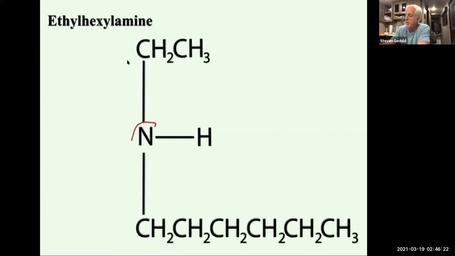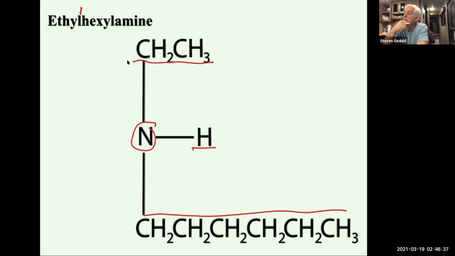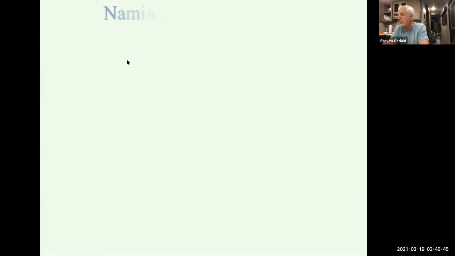So here's your amine. It's a secondary amine because there's two attachments. The other one's a hydrogen. Here's your ethyl group. Here's your hexyl group. Okay. And again, it should say 1-hexylamine to be accurate. The ethyl group doesn't matter because either one of these attaches to is still going to be the same. But that's ethyl hexylamine, the common name.